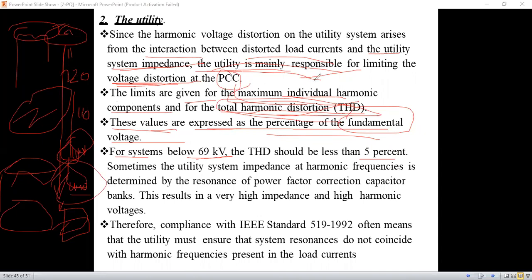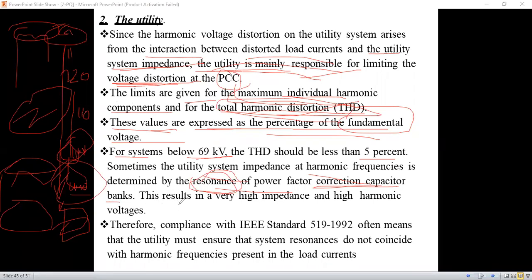But what will happen is that sometimes the utility system impedance at harmonic frequency is going to vary. So the system impedance at harmonic frequencies is determined here by the resonance. We have discussed when resonance will occur, whether it is a harmonic or non-harmonic component. But by using the power factor correction capacitor, sometimes it is not creating harmonics, but it creates a problem: it will create a rise of voltage or current here now. So this is the resonance of the power factor correction capacitor banks here now.